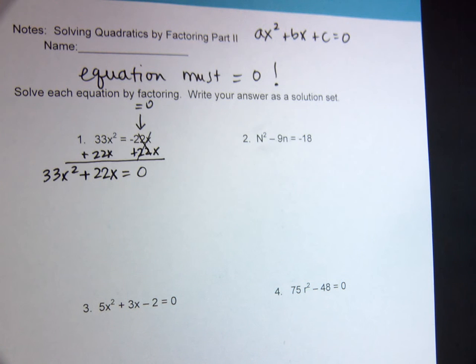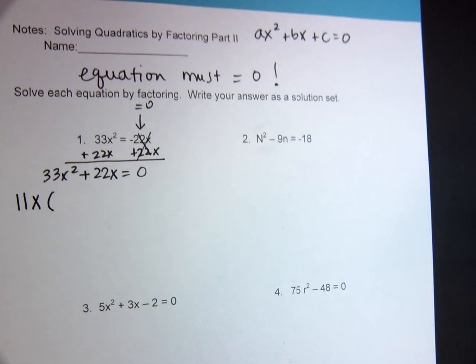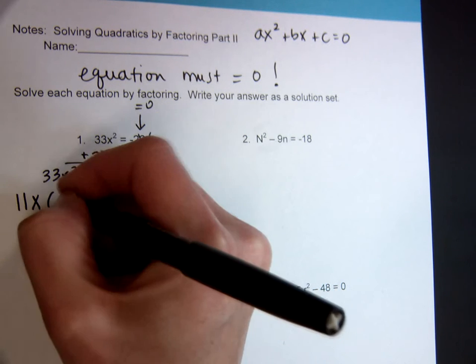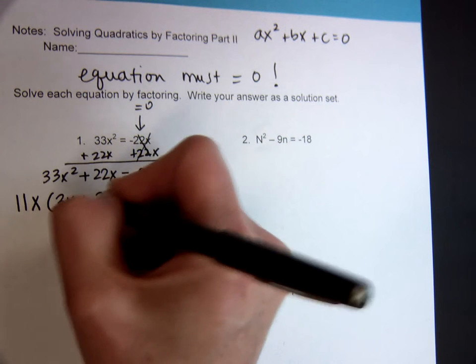So we want to put the 33x squared first, then we'll put the plus 22x, and now it looks like it did yesterday. So our very first step in the quadratic process when we factor is to look for a greatest common factor. 11. 11, not just 11. 11x. So 11x times what gives us 33x squared? 3x. And 11x times what gives us 22x? Plus 2.